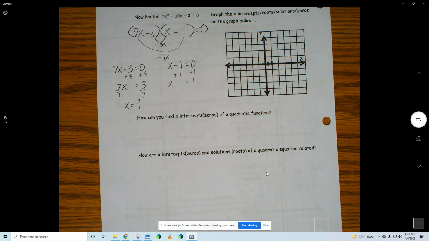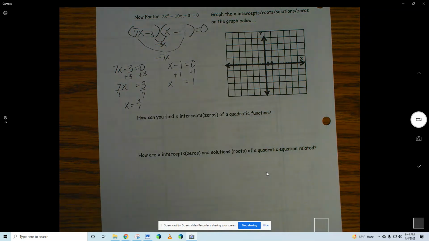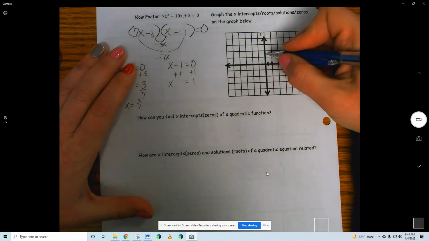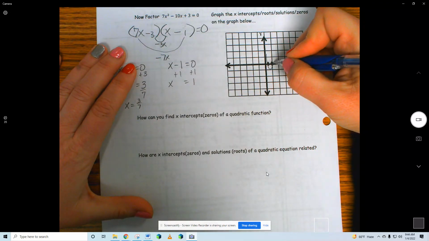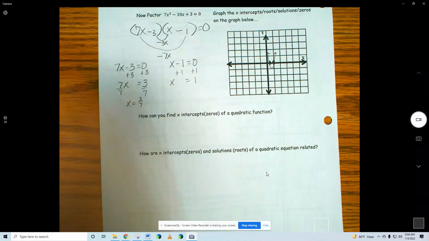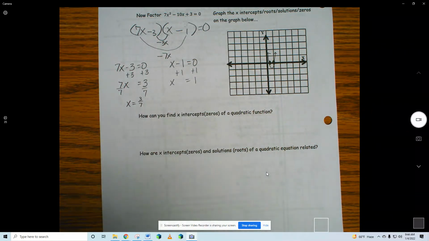Your job is to draw a parabola. I don't care how low or high it goes. You're just making it look like this. Something like that. It has to cross through those twice, and it's U-shaped.